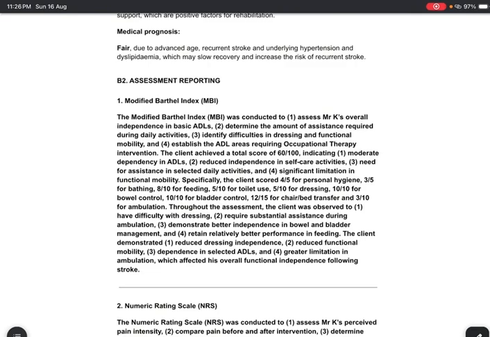Overall, Mr. K demonstrated relatively better independence in feeding, bowel and bladder control, and transfer. However, he continued to require assistance or supervision in bathing, dressing, toileting, stair climbing and ambulation. His main functional limitations were related to balance, mobility and upper limb function.